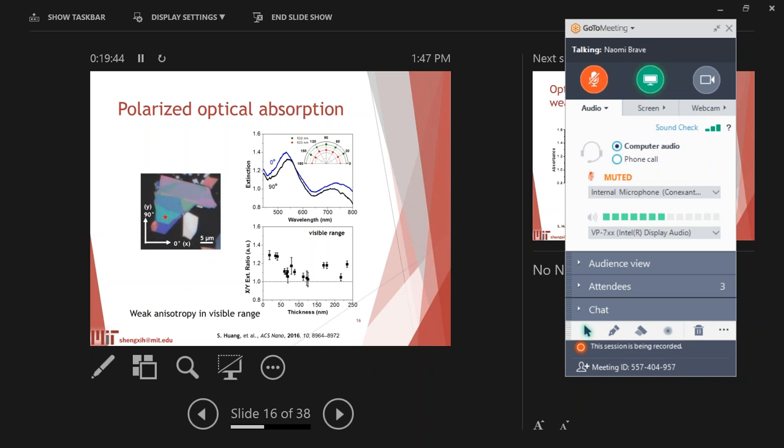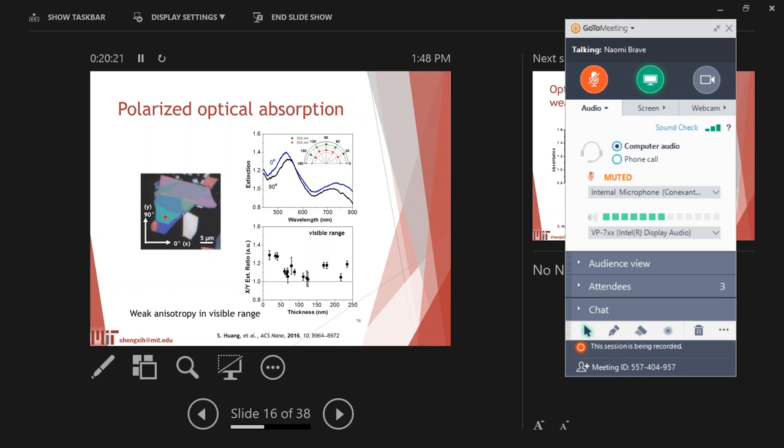So we always observe that the optical absorption along 0 degree, or when the incident light is polarized along x-axis, is a little larger than the 90-degree polarization. So as you can see here. And you can see this difference is not that much. So actually, if we also plot the polar plot of the optical absorption, we can see this anisotropy is quite weak. So we also measure this for flakes with different thicknesses.